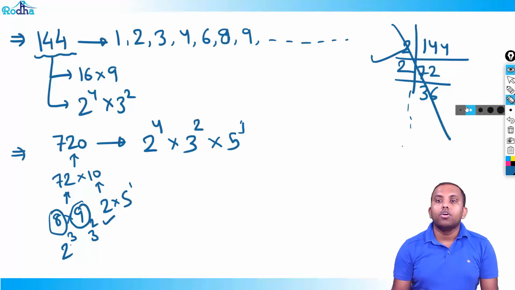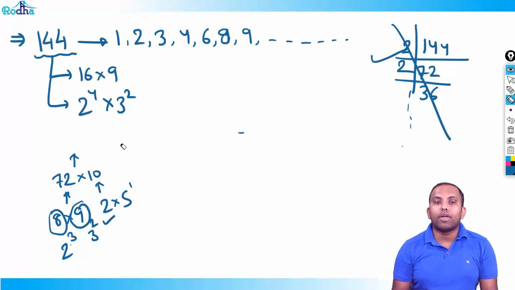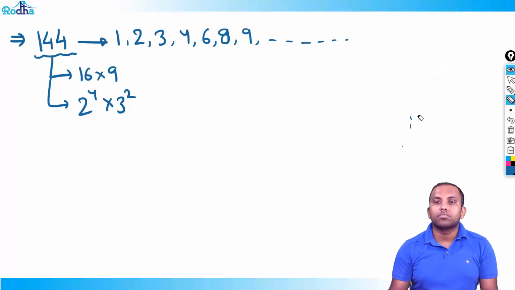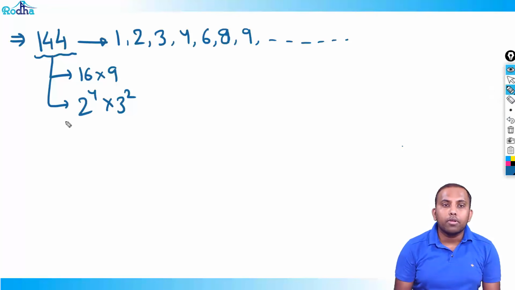So I was explaining how to find the number of factors with prime bases. How many factors does 144 have? You should tell me now. 15 factors, correct? 5 into 3, because 2 raised to 4 is here. How many factors for 2 raised to 4? 5 factors, one more than the power.